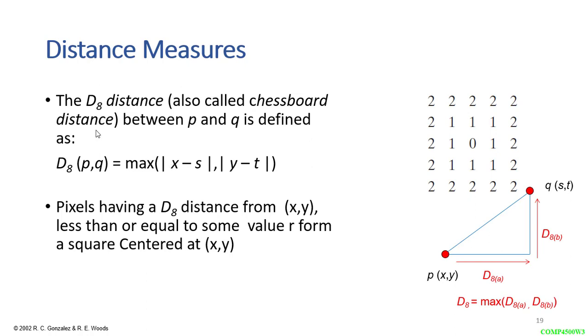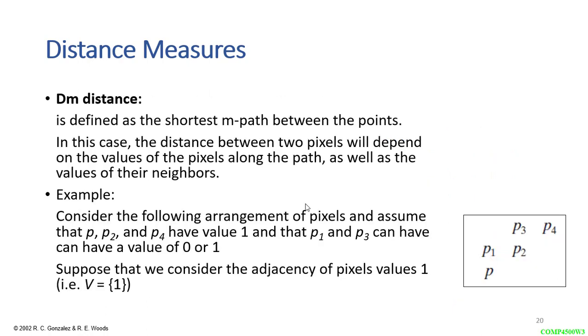Next, we have the D8 distance, also called the chessboard distance, which is the maximum of the absolute value of x minus u, comma, the absolute value of y minus v. This is called the chessboard distance. Then we have the DM distance, which uses the M path between two points, M adjacency, remember. In this case, the distance between two pixels will depend on the values of the pixels along the path as well as their neighbors. Previously, it's just the distance of the path without their neighbors.